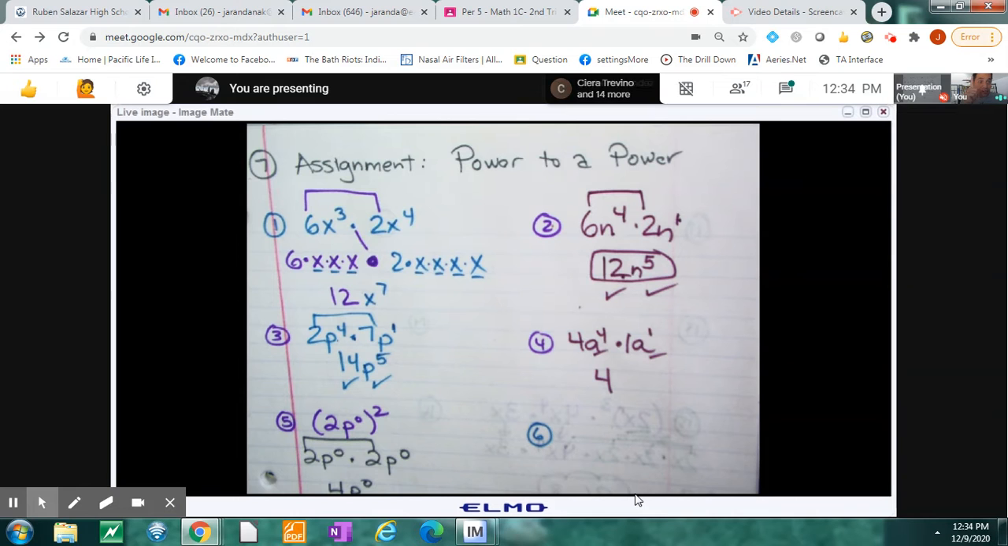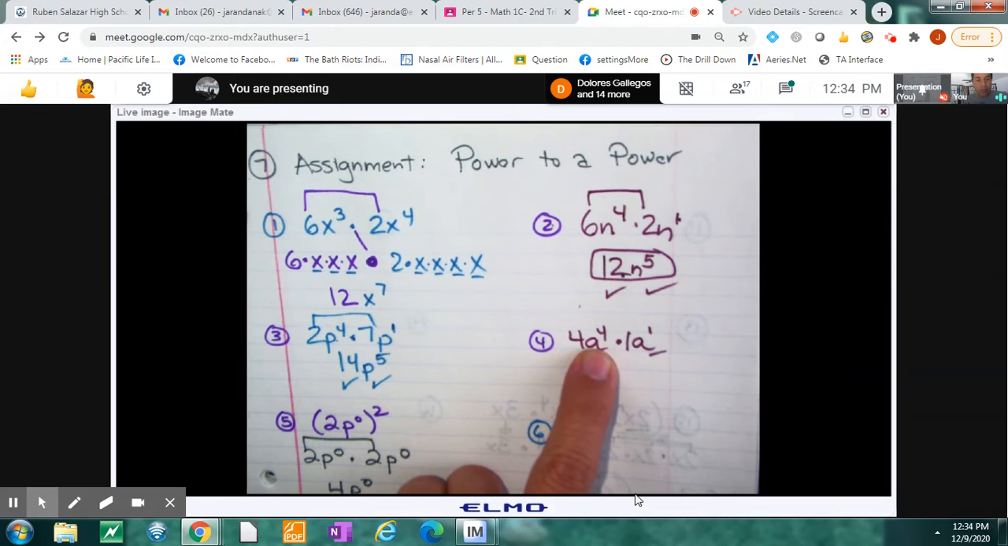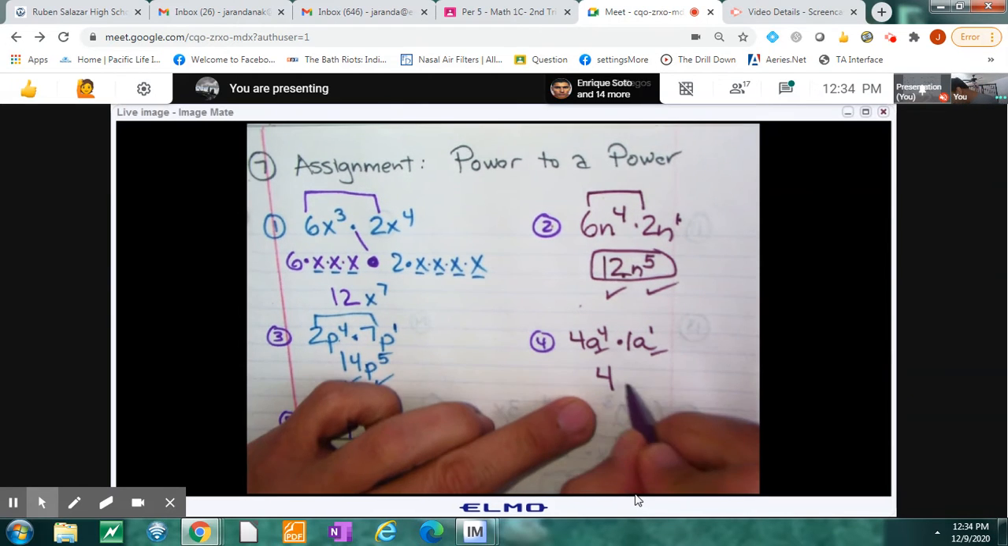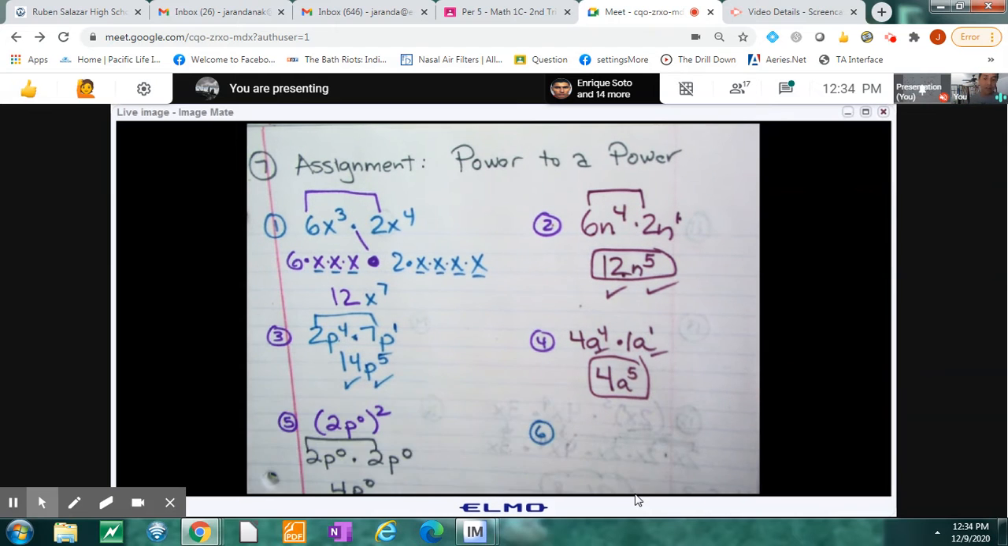Oh, yeah. Make sure. That's a good one. Someone would just look at the a's and say, oh, I have 2 a's. No. Look at the exponent. Very good. Yeah, that's a tricky one right there. So a to the 5th. All right. Make sure you write that answer. Okay, because that's going to be on your quiz next week.